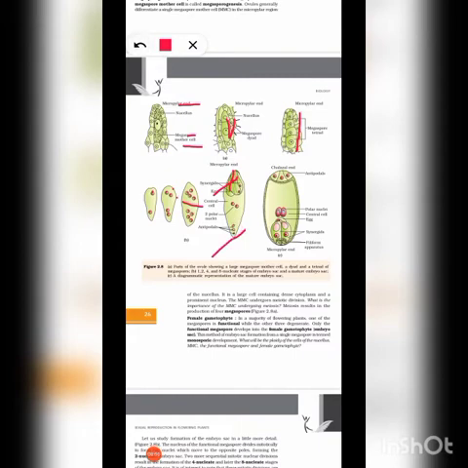As they migrate, cell wall formation also takes place, and you can see that at the chalazal end, antipodal cells will form. 3 antipodal cells will be there.